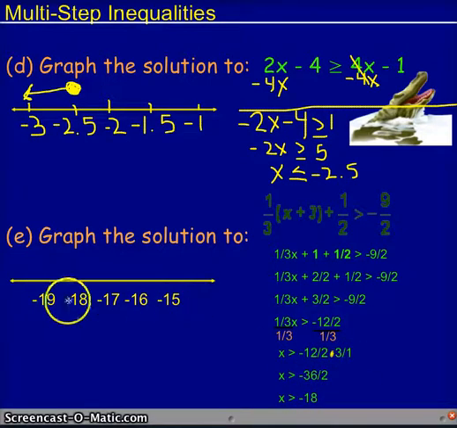So I have my number line numbered here. I have negative 19, negative 18, negative 17, negative 16, negative 15, and it would continue, but this is just a snapshot of my number line. I am going to draw an open circle on negative 18 because it does not include the number 18. It's all numbers greater than, so all numbers to the right of negative 18.